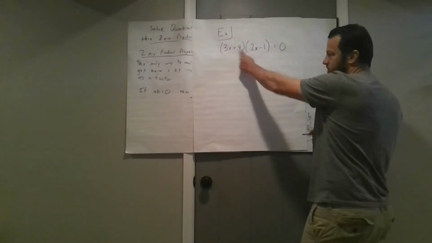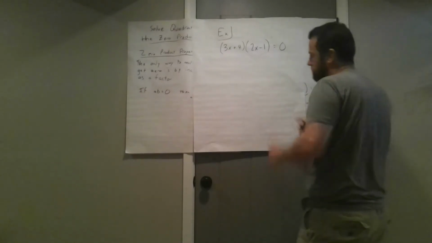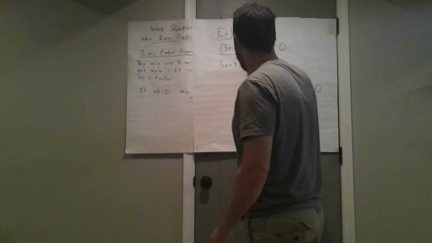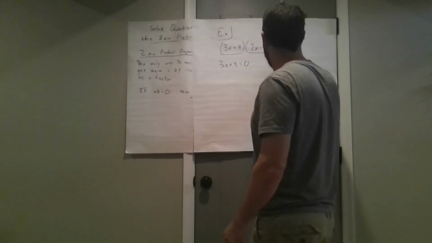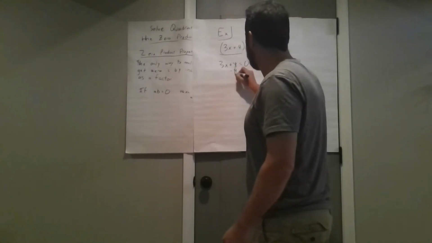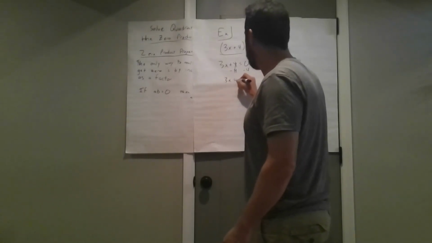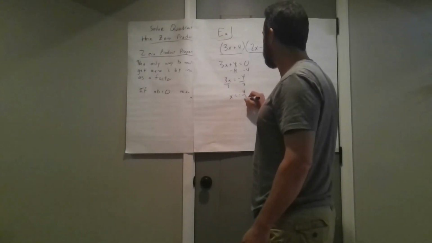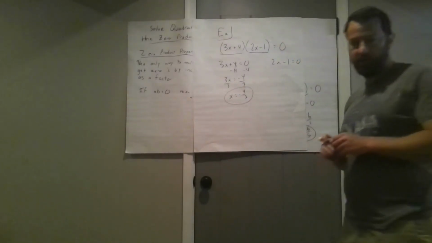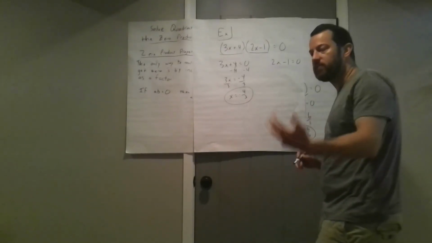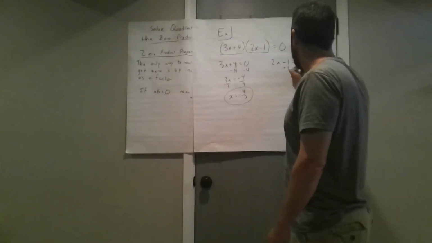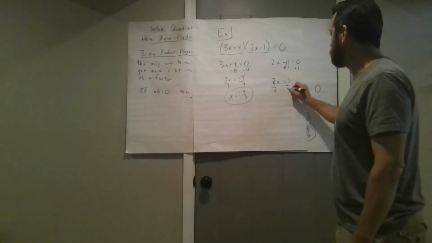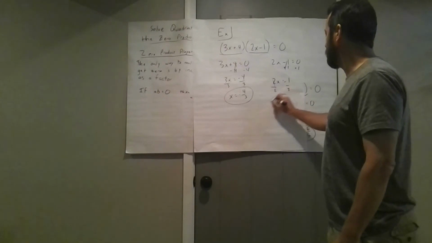All right, we get (3x plus 4)(2x minus 1) equals 0. Set that equal to 0, set that equal to 0, and find out what the x's are. Subtract the 4, that's 3x is -4. Divide by 3, that's x equals -4/3. Again, if you want a decimal, that's fine, that's -1.3 repeating. Over here, we add the 1, divide by 2, and we get x is 1/2.